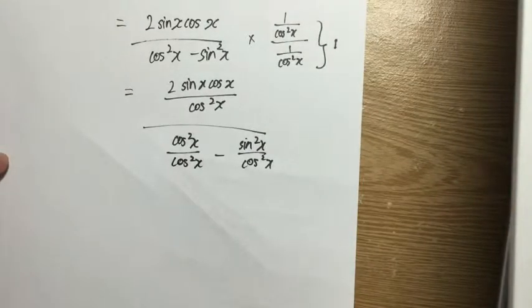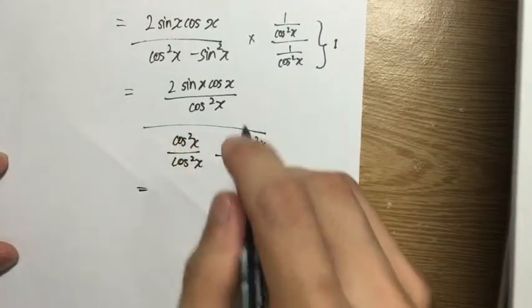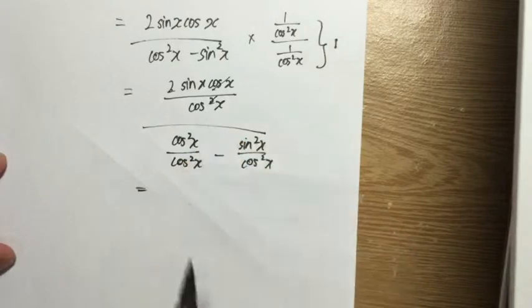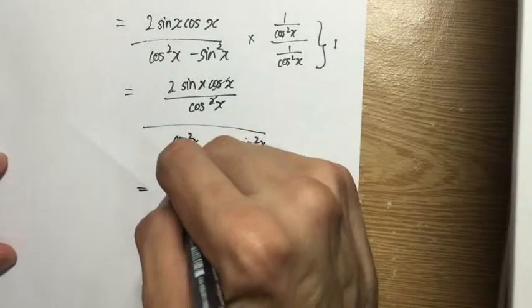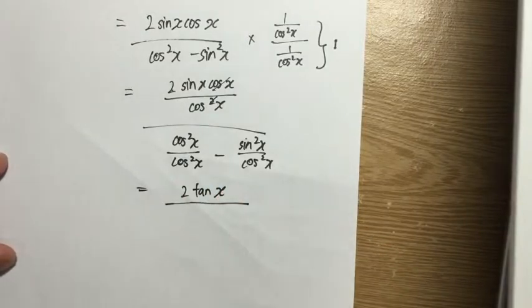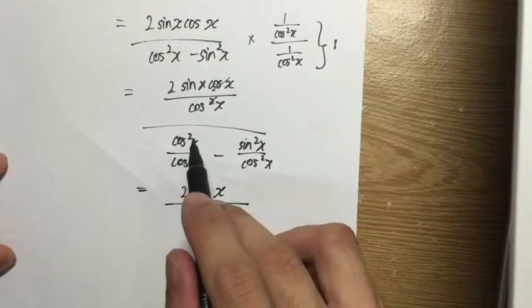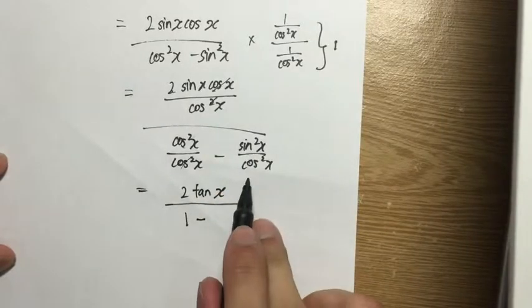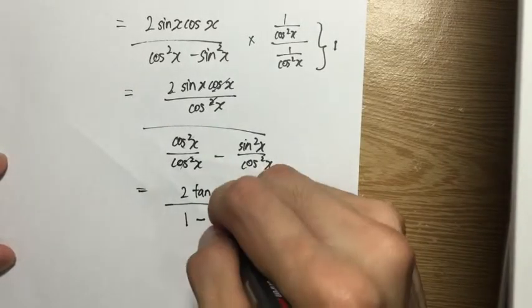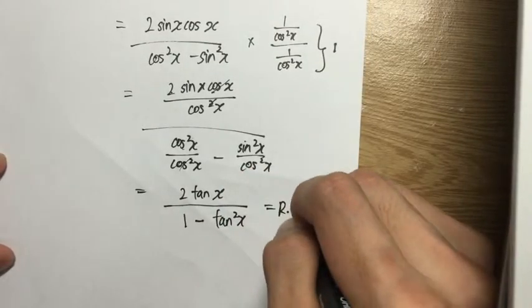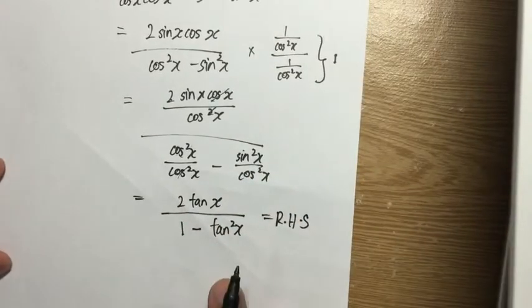By continuing our proving, we will get 2 sine x over cosine x, which gives us 2 tangent x, and for the denominator, we will get 1 minus sine over cosine, which is tangent square x, which is equal to our right hand side.